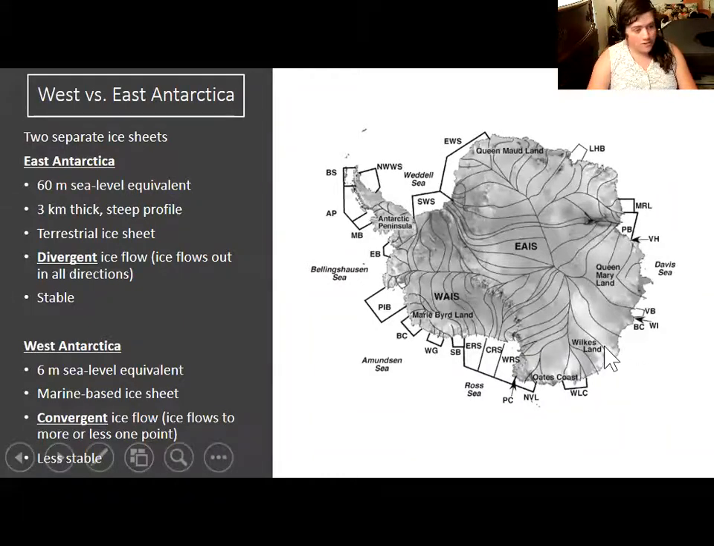East Antarctic ice sheet is much thicker, it is much steeper. It also importantly kind of flows out in all directions. You have ice accumulating at the center and flowing almost like a stream.